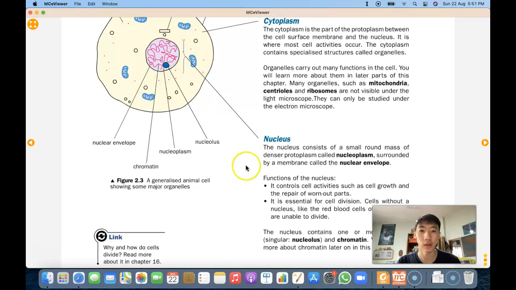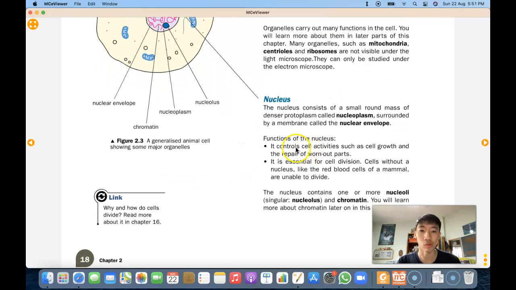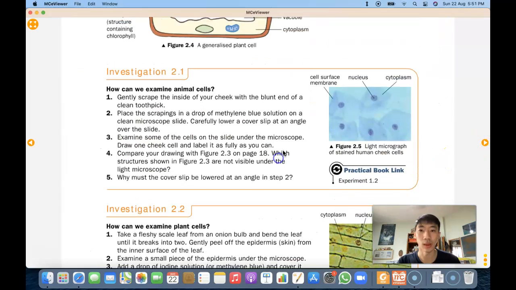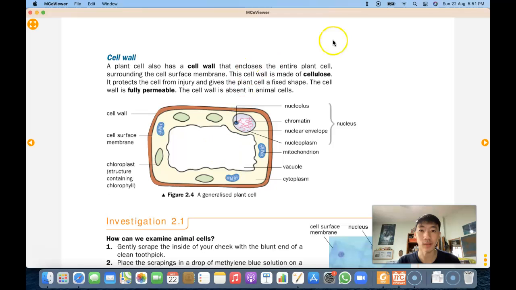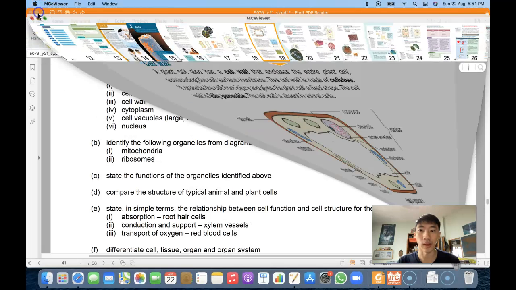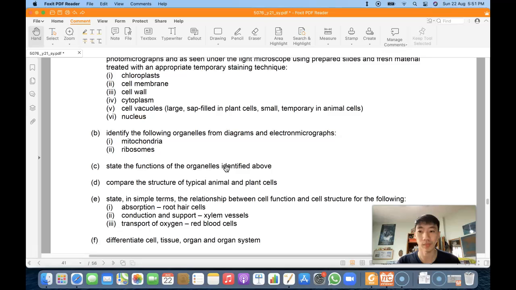The nucleus controls the cell activities such as cell growth and the repair of worn out parts, and it is essential for cell division. So cells without a nucleus, for example the red blood cell, will be unable to divide, be unable to repair its worn out parts, and will generally die faster than a cell which has a nucleus. So what you're going to do is to look through each of these organelles and see that you know the function for each.